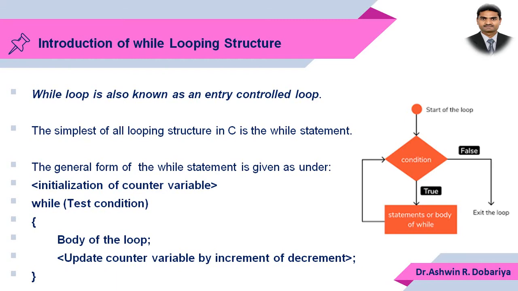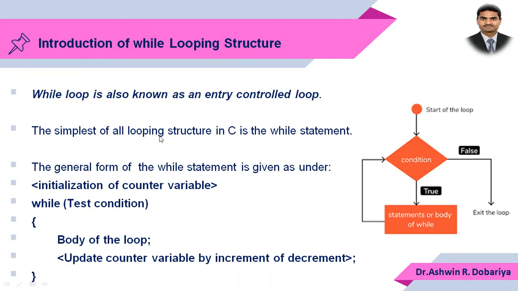So while loop is also known as an entry control loop. The reason is that while loop executes its block only if the condition becomes true. It means at the entry level it checks the condition. It is similar to a for loop, right? So while loop first checks the condition, and if the condition becomes true, then and only then it will execute its block. That's why it is known as an entry control loop.